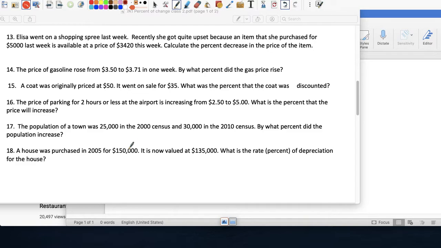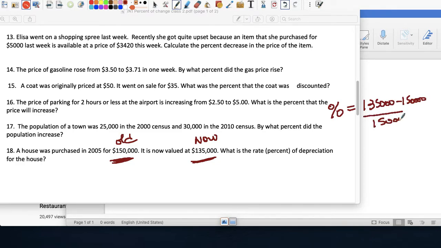A house was purchased in 2005 for 150. Now it's 135, so the price of the house went down. So that's a decrease. So the percent of change is going to be 135,000 minus 150,000 over 150,000 times 100. So 135 minus 150 divided by 150,000.